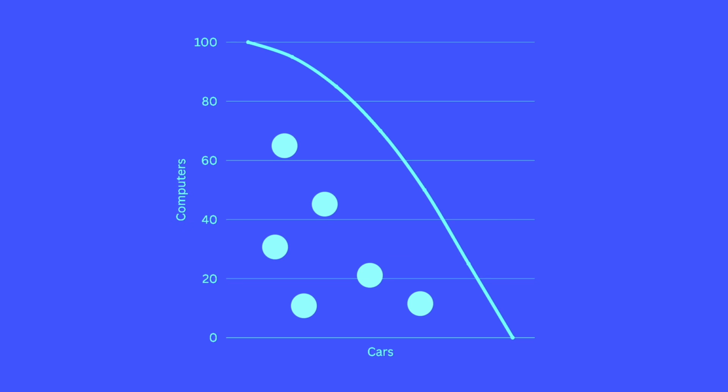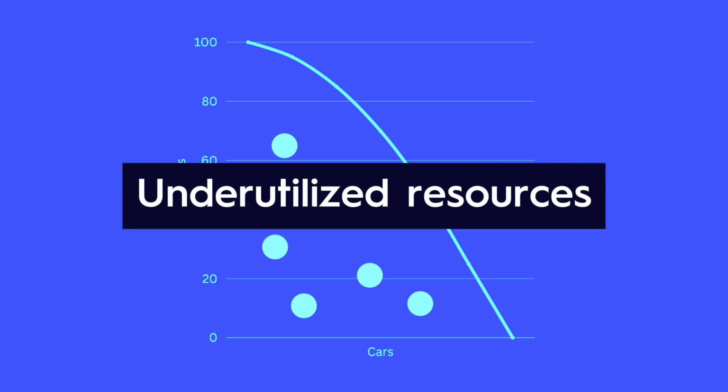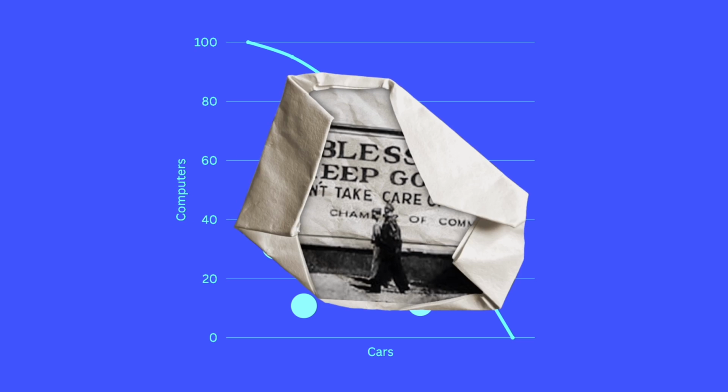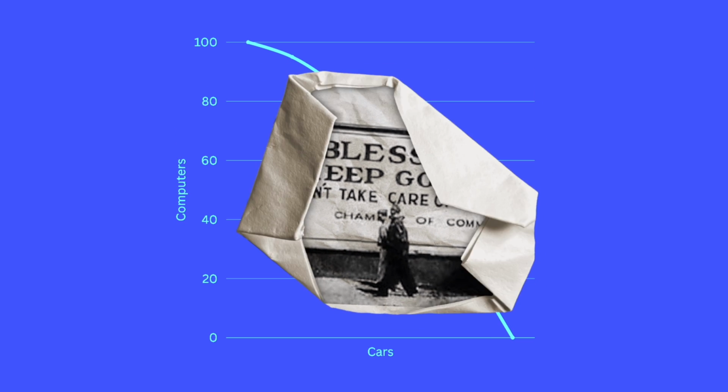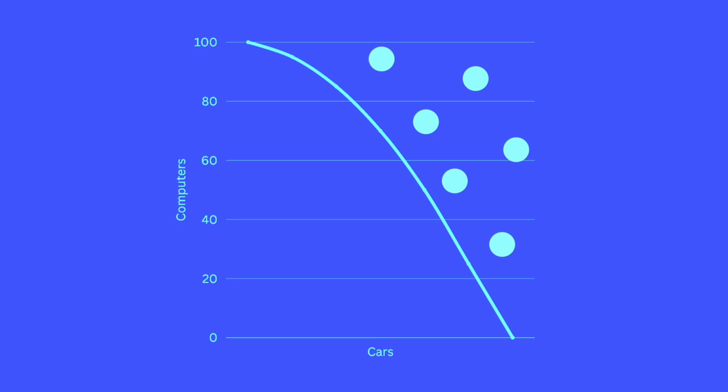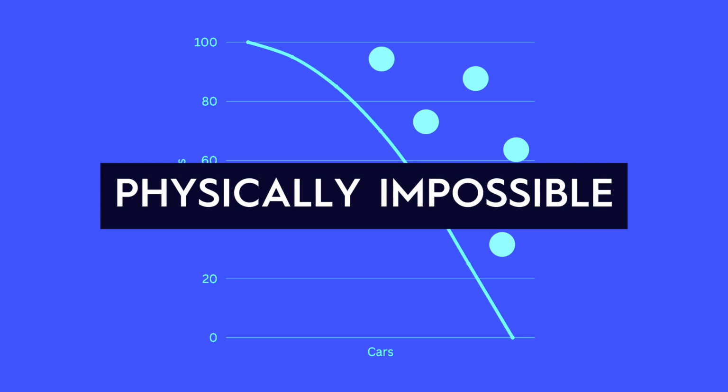Now, points inside the curve represent underutilized resources. Think high unemployment during the Great Depression. Points outside the curve, physically impossible.